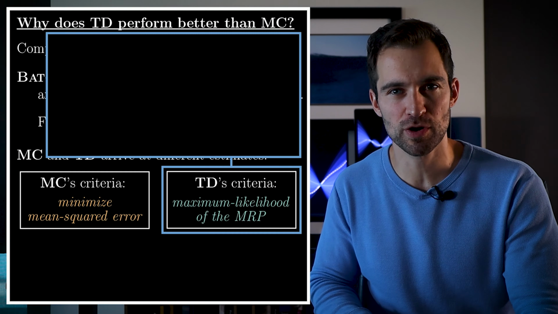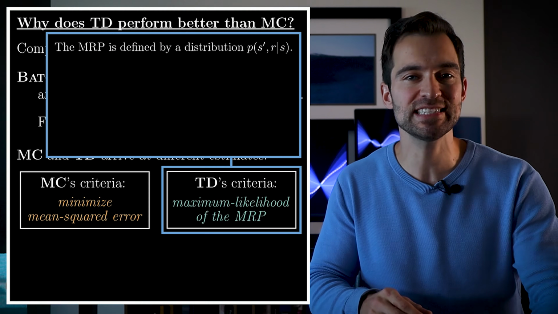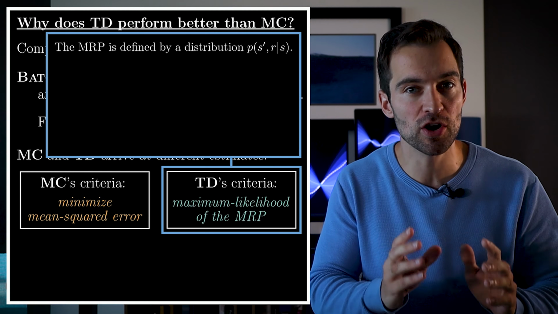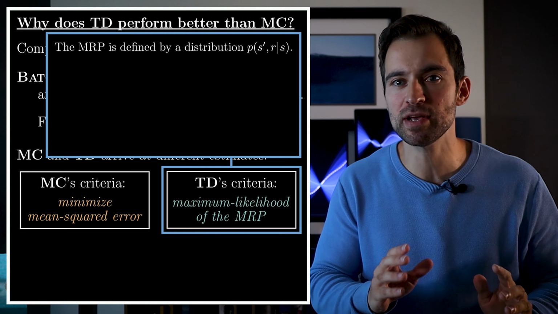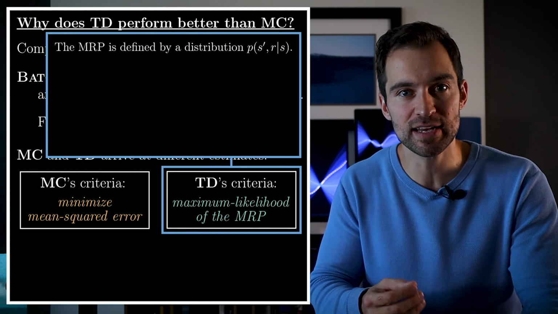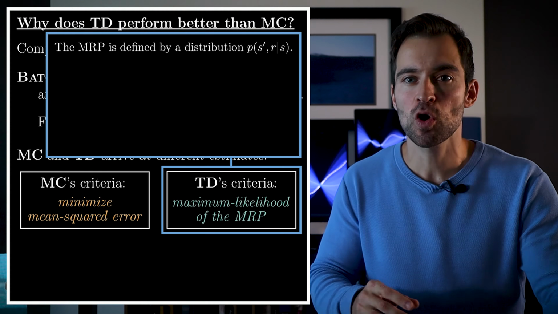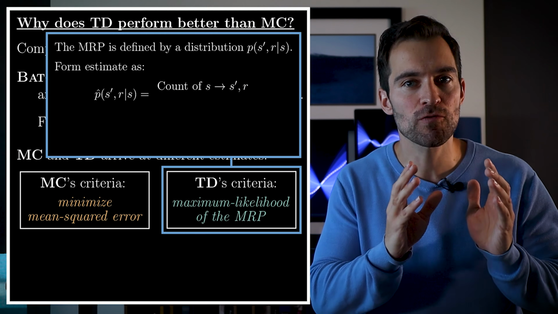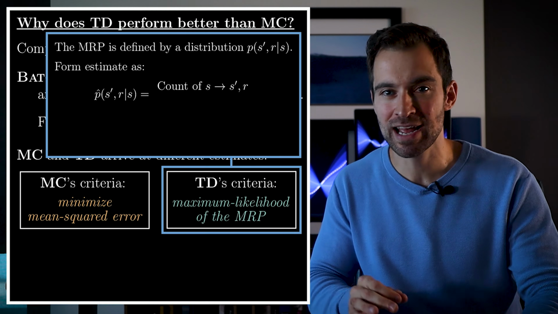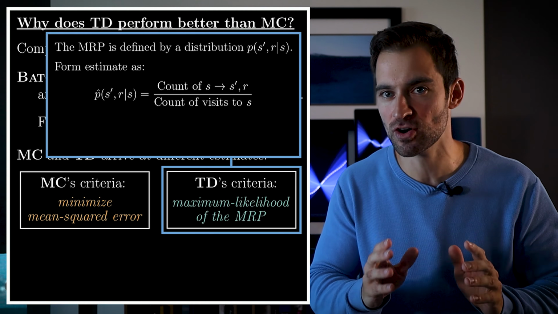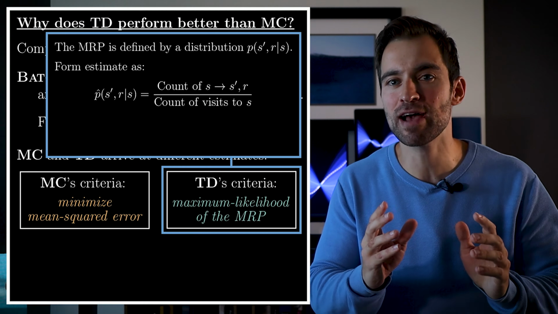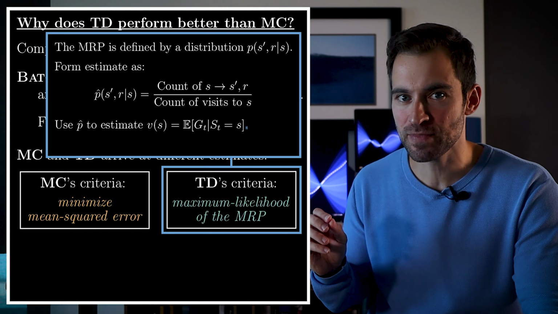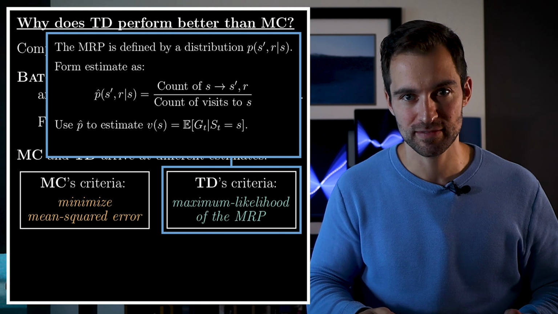I'll spell that out a little bit more. The Markov reward process is defined by a distribution P. It gives the probability of the next state and reward from the current state. Now, a very natural model-based approach would be to estimate P directly by counting transitions. That is, we form our estimate for the probability as the count of transitions from one state to the next state and reward divided by the count of visits to the starting state. This is the simplest version of maximum likelihood estimation for a discrete distribution. From here, we can use this to estimate the expected return from any given state. Now here's the cool thing.